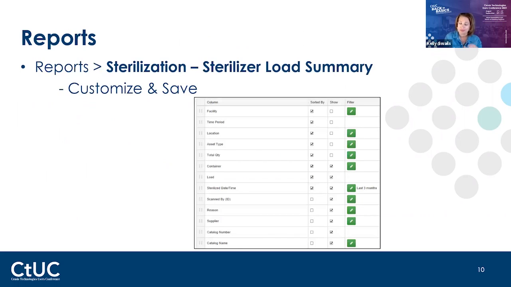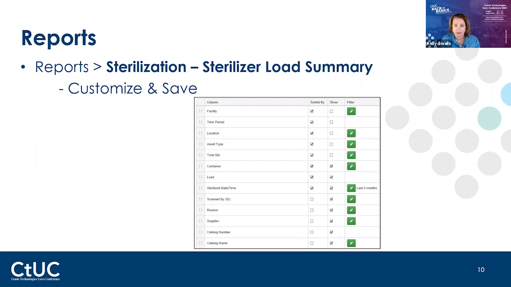On to reports. In the report section of CensiTrac, if you click on reports, you go to the sterilization section and find that sterilizer load summary. Here's where you're going to play around with the information that you want. Maybe you don't care who processed the load. I always liked it because if I had any questions, I knew who to go talk to. And then along with that is your time frame. This here shows I just ran it for the last 3 months. You're going to probably run it maybe weekly or monthly as you're starting to do this.